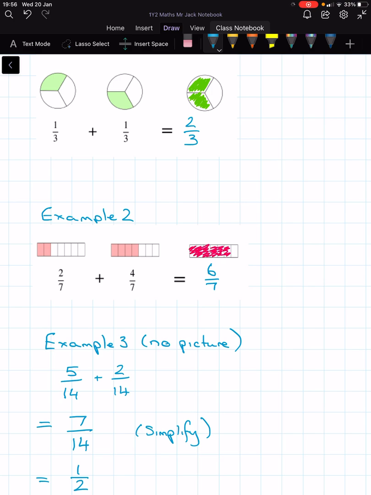That should be enough for you to do the first part of the worksheet. I will do a second video that talks about how to deal with fractions with different denominators, which is ever so slightly more challenging, but it draws on some of the same skills that we used when we were ordering fractions.